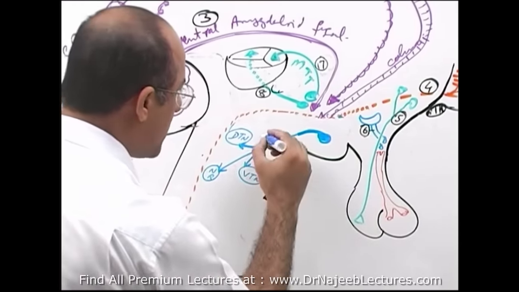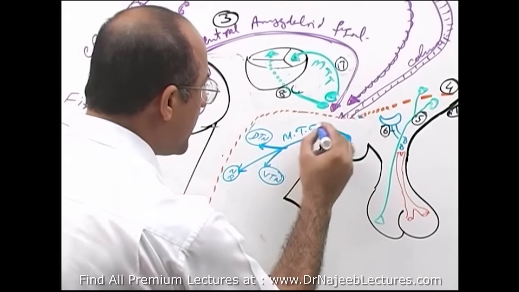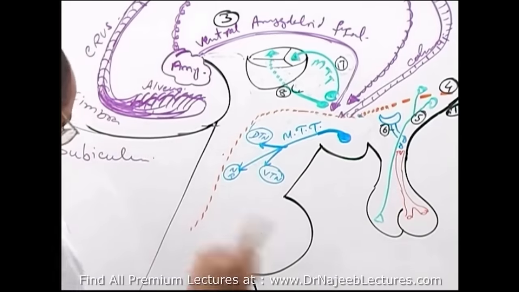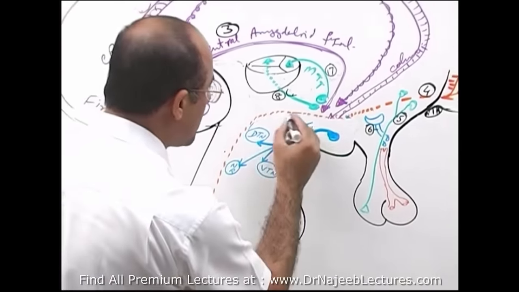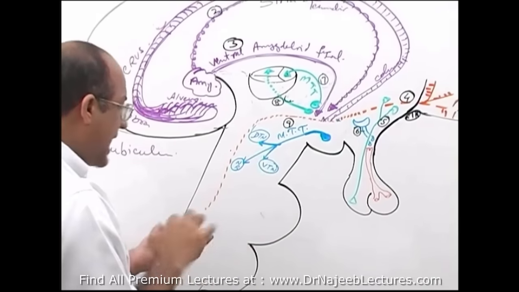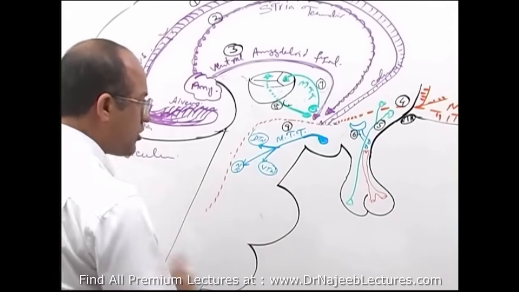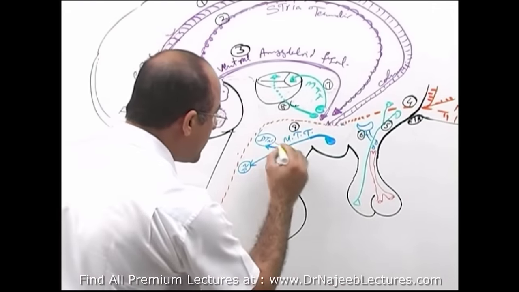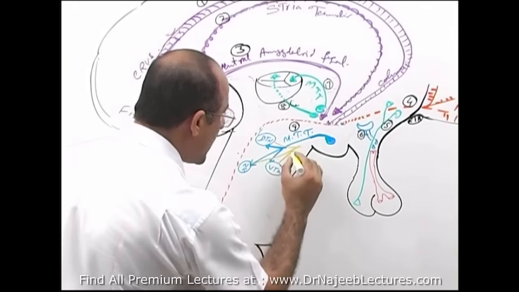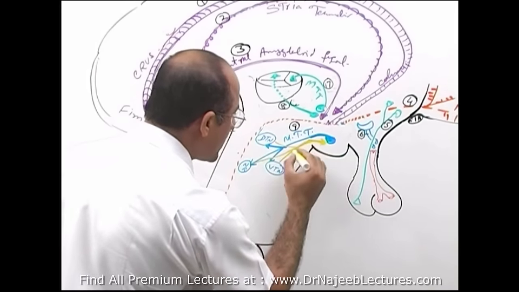Mammillotegmental tract. And what is this tract number? 9. Mammillotegmental tract. Then actually reverse fibers are also there, that is from these nuclei going to the mammillary body.